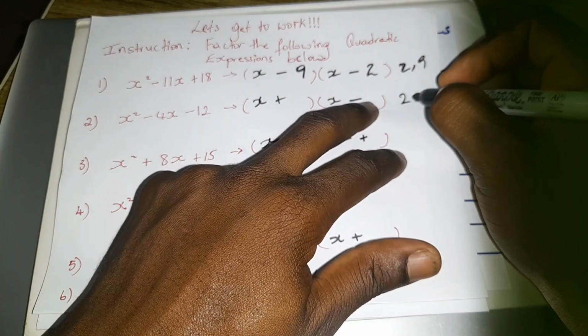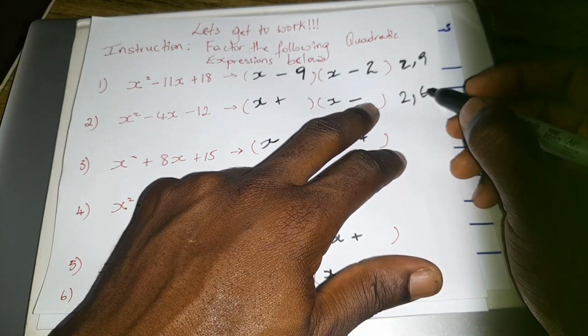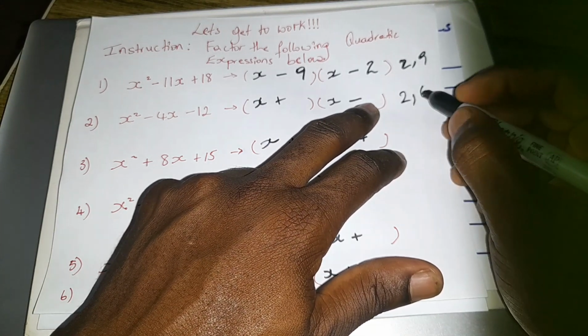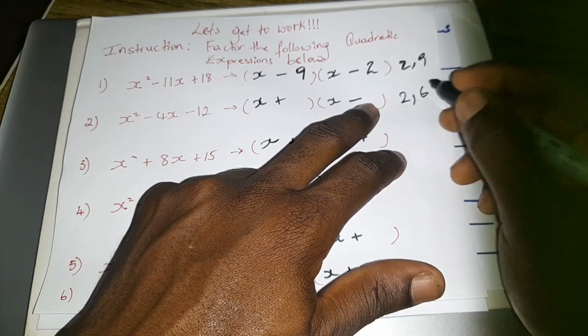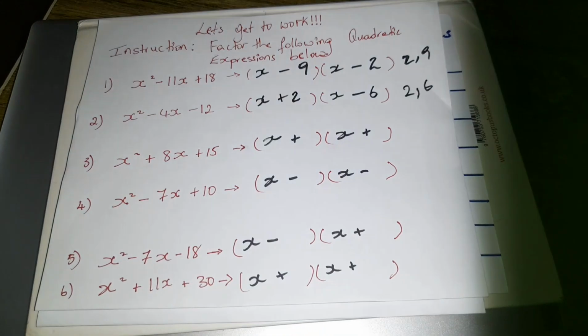That is 2 and 6. See there, 2 times 6 is what? 12. And 6 minus 2 is 4. But remember, the bigger number must always go with the minus. And you're good. Alright, that's the answer.